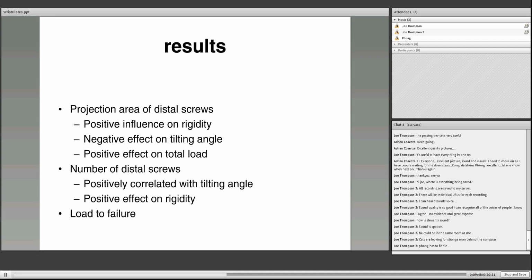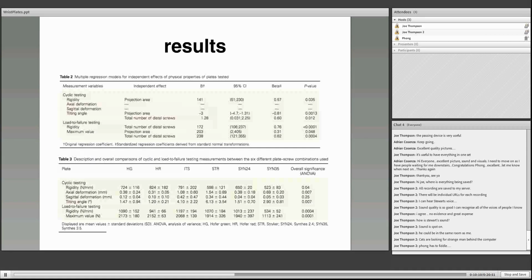So the Synthes 3.5 plate, that would be 3.5 being the diameter of the screw times 3 being the distal screws. So that actually had the smallest projectional area in comparison to, say, the Synthes 2.4 plate, which has 2.4 times 5. I can't quite find in the literature where they got that arbitrary figure from.